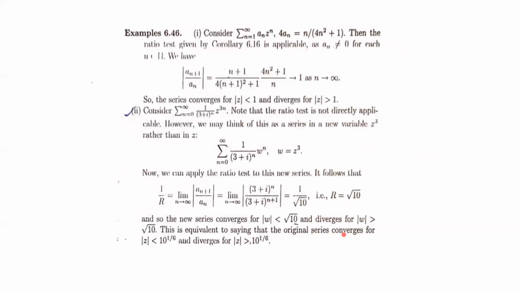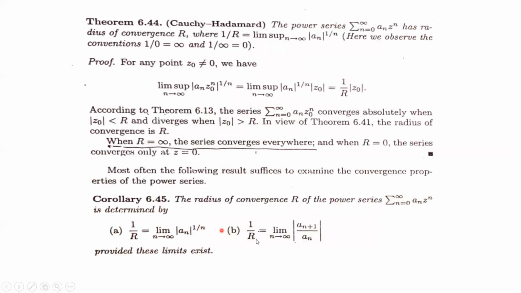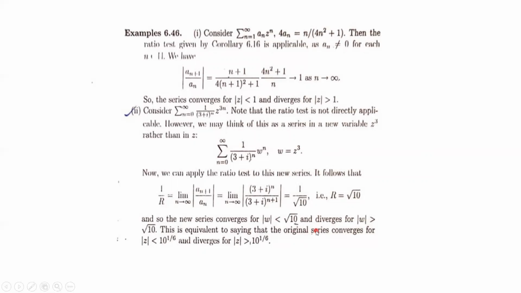So these are some examples. Consider summation n equal to 1 to infinity a_n z to the power n, where a_n is given by the formula a_n equal to n divided by 4n squared plus 1. Then the ratio test. Okay, ratio test means this formula, number B. This is the ratio test, given by the corollary, applicable only when a_n not equal to 0.